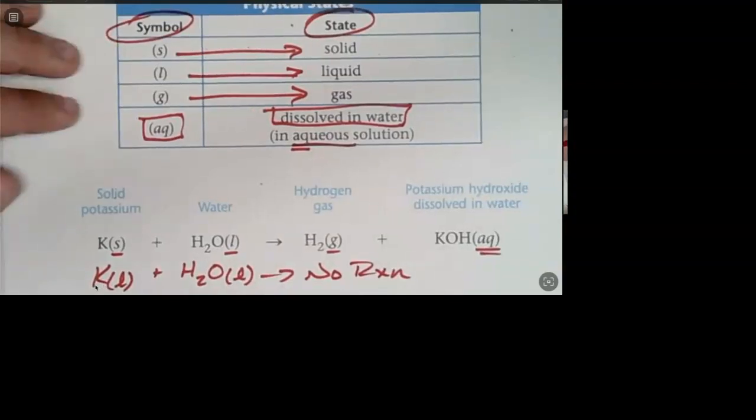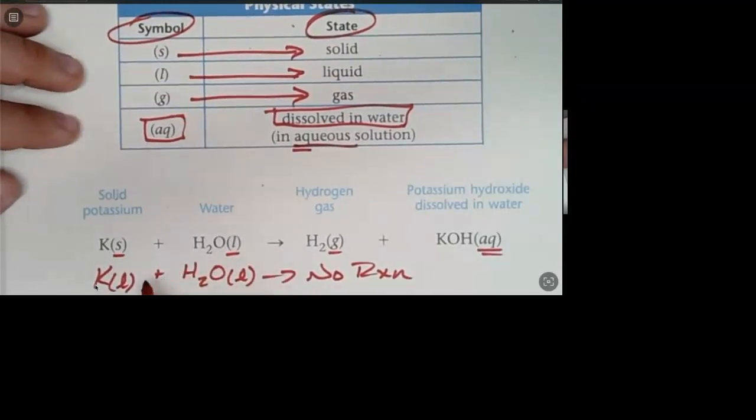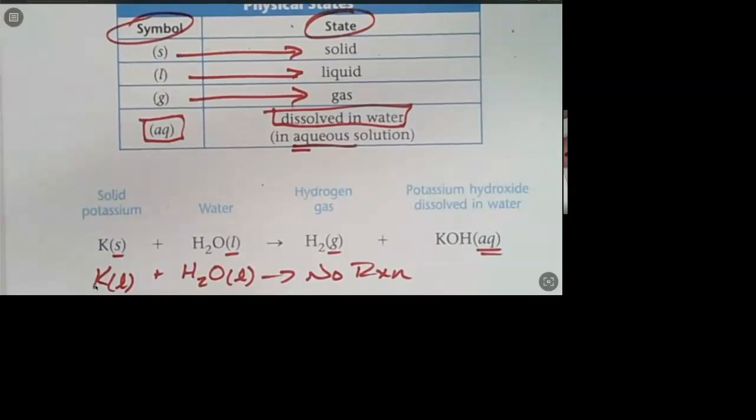Okay, so just because potassium reacts with water does not mean it always reacts with water, regardless of its state of matter. So I will include these in reactions, but if you don't include them, I'm not going to count off for it or anything like that, because you guys may or may not be familiar with all of it there. And if I want you to include it, I will tell you specifically to include it. Okay?